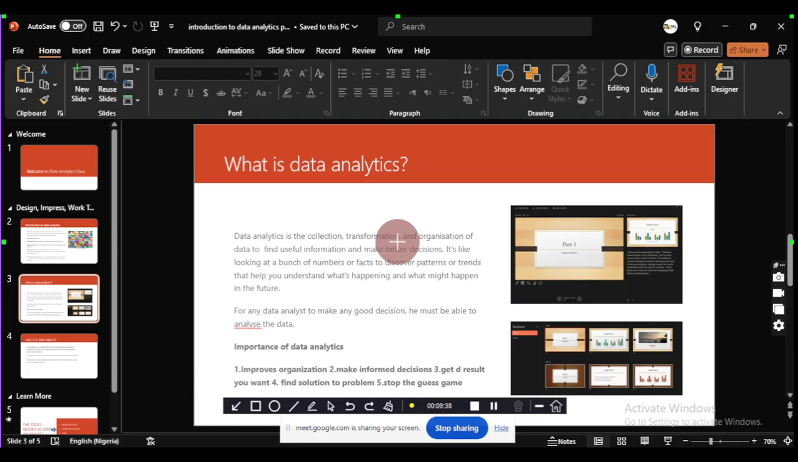So what are those tools that we normally use to do all those things? We need a lot of tools to do that. We use Power BI, we use Excel, we use Tableau, and so on and so forth.